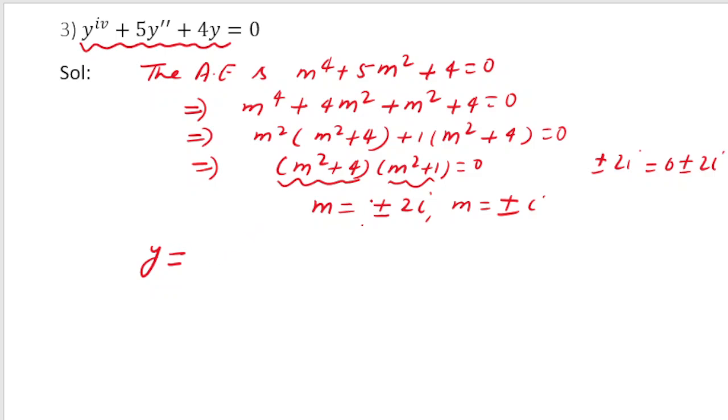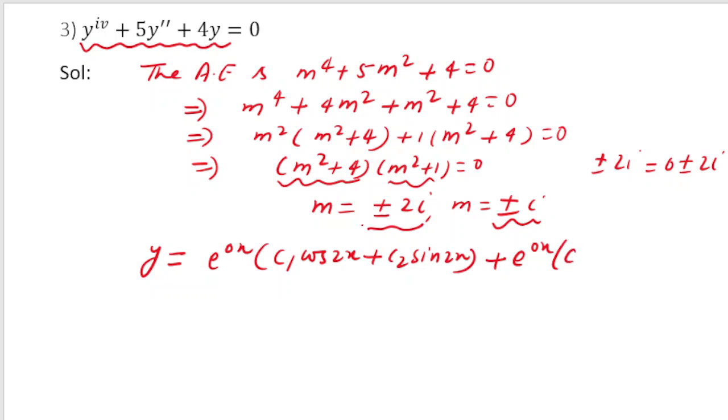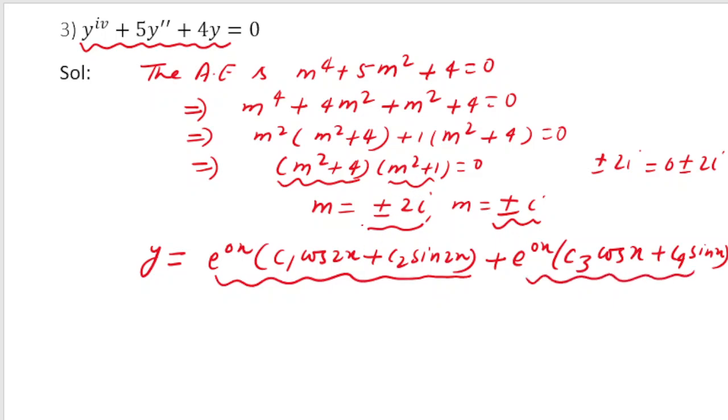So for this particular pair of roots, I should write the solution as e to the power 0x, c1 cos 2x plus c2 sin 2x. And for this pair of imaginary roots, I would write e to the power 0x and c3, because c1 and c2 I already have used, c3 cos x plus c4 sin x. Because there are two imaginary pairs, there will be two parts. This part corresponds to this pair of roots, and this part corresponds to this pair.